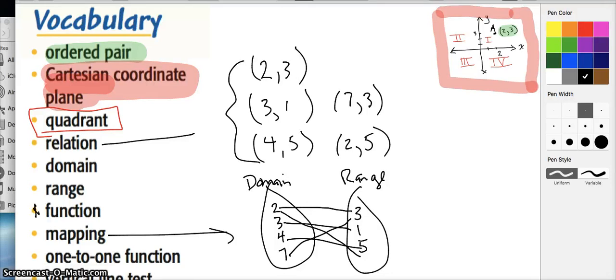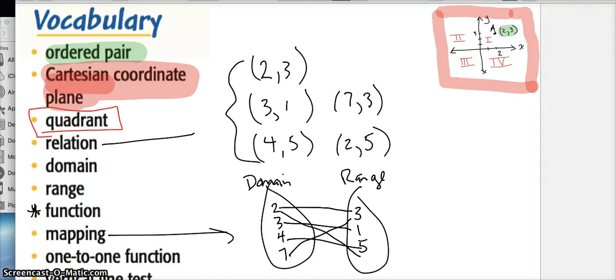Special relations have a certain property, and that property is that each domain element only is mapped to one range element. Notice that we don't have that situation here. 2 is hanging out with 3 and 2 is friends with 5. So this relation, though lovely, is not a function.